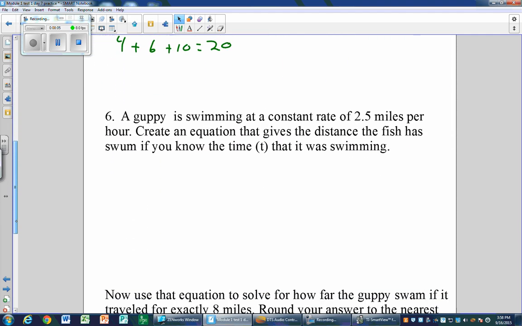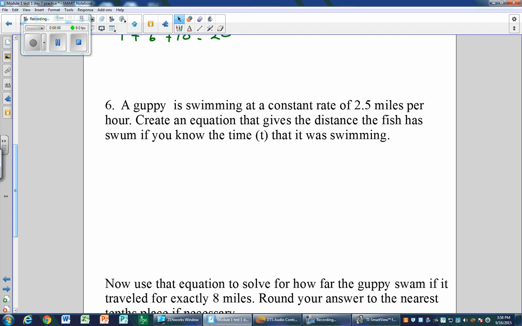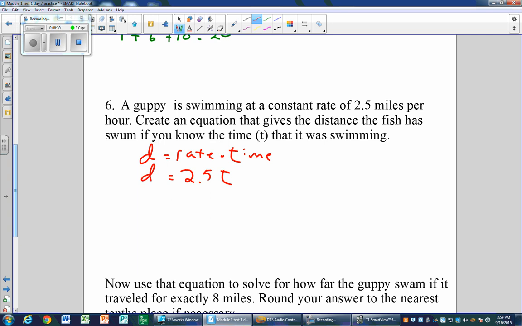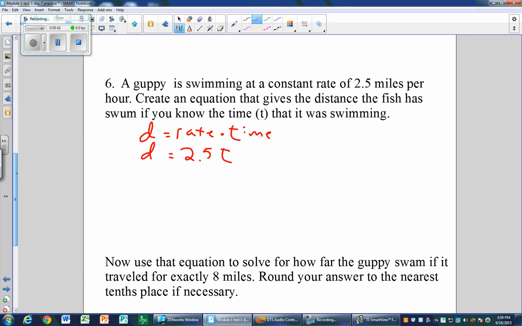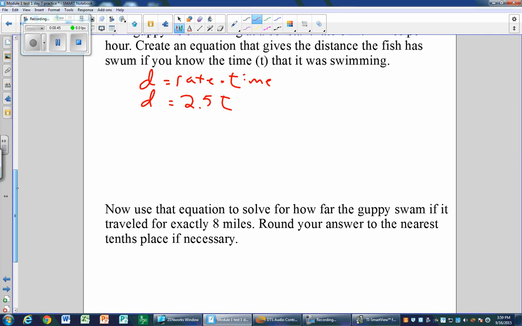A guppy is swimming at a constant rate of 2.5 miles per hour. Pretty fast for a guppy. Create an equation that gives the distance the fish has swum if you know the time t that it was swimming. Let me see, distance equals rate times time. The rate is 2.5 miles an hour. So there we go. The distance equals 2.5t. There's the equation.